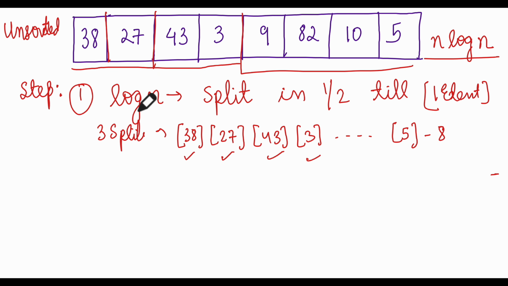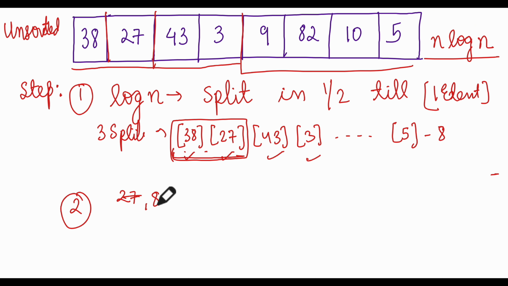And once you have achieved this, your second part is to merge individual components back so that you can basically sort it back. So what do you do? For example, let's say you split it like this, 38 and 27. So you will first of all take these two as a group, and then you will sort them. So what will happen? You will get 27 and 38 because you have sorted them.